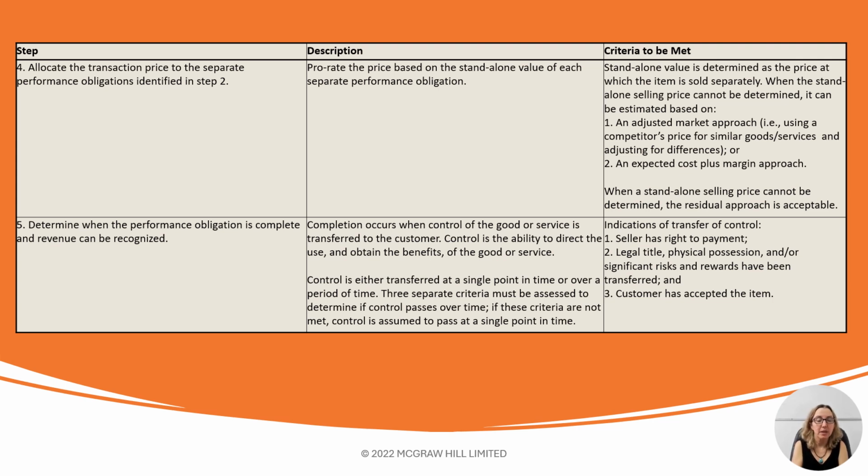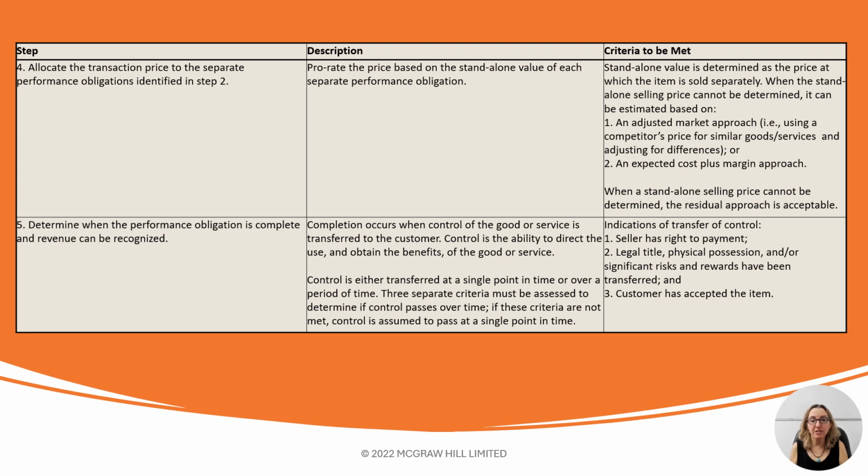Moving now on to the final step, step 5, that's where you're determining when the performance obligation is complete, where revenue can be recognized. So for completion to occur, it's when control of the good or service is transferred to the customer. And what does control mean? Well, it's the ability to direct the use and obtain the benefits of the good or service. And it can be transferred either at a single point in time or over a period of time.